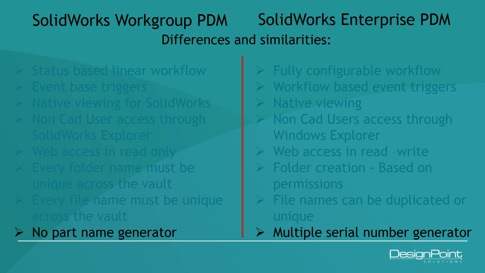If you want to have a serial number generator, basically every time you create a component, a drawing, or a part, the system will take the next available number from a serial number. You do not have that capability with Workgroup. With EPDM, you can have every department have its own serial number. You can have a serial number for drawings, a separate serial number for parts, and a separate serial number for assemblies.